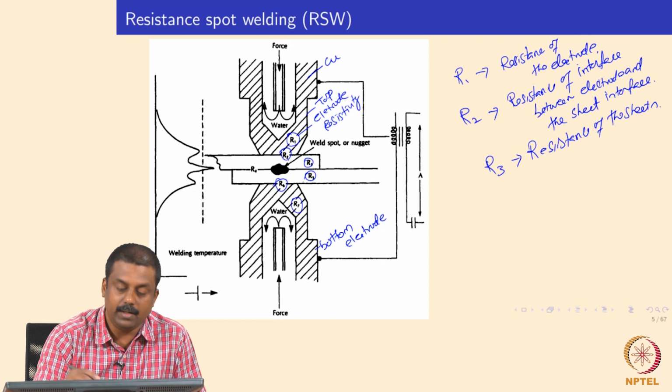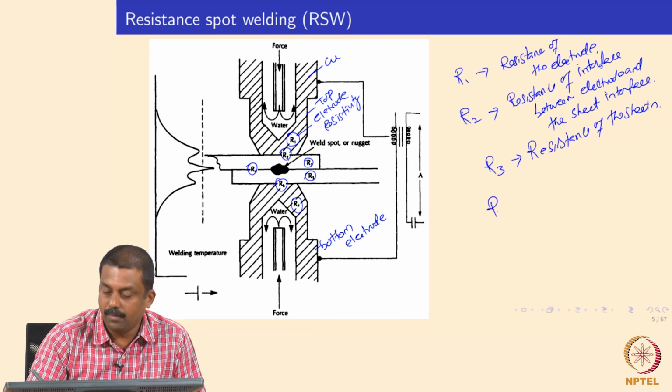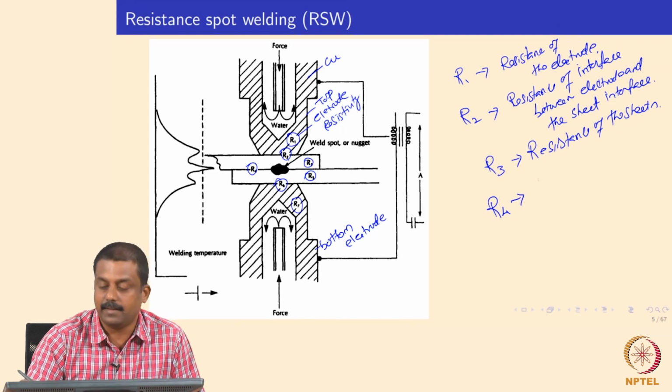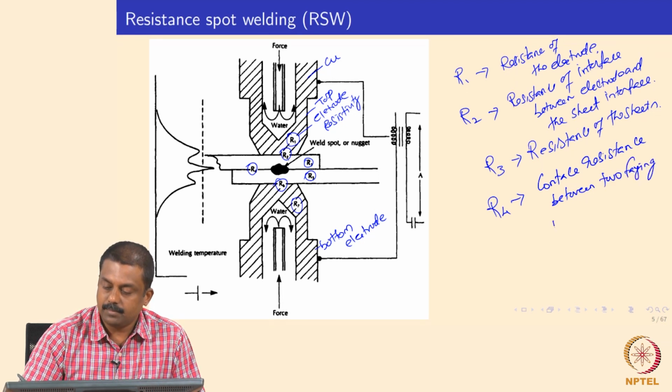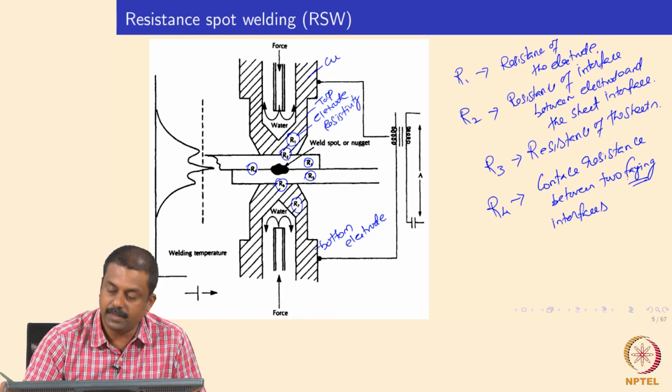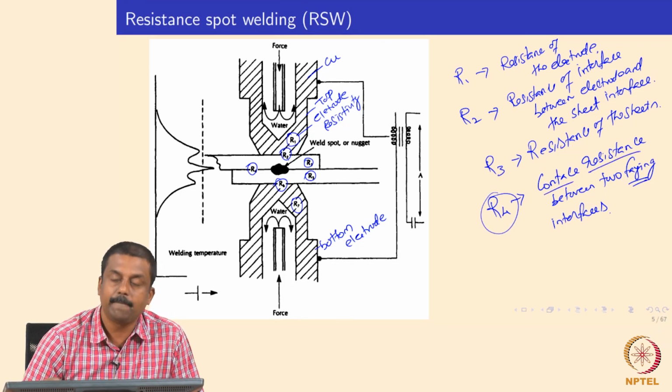Okay. The fourth one, which is extremely important in resistance spot welding, is R4. R4 is the contact resistance between 2 faying interfaces. So what are faying interfaces? Faying means the interfaces getting welded. So that is R4, and this is known as the contact resistance.